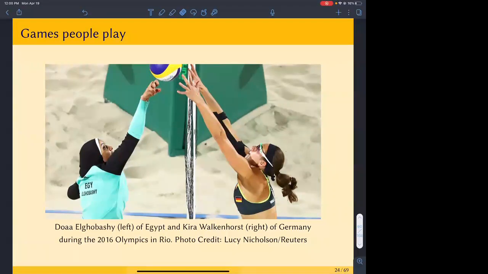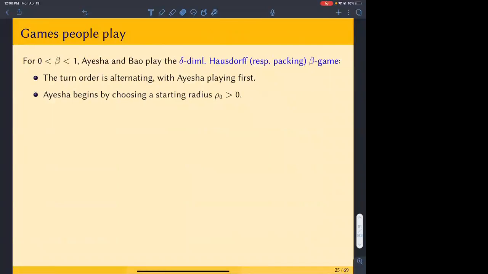So, games people play. This is a photograph of Doa El-Gobashi and Kira Walkenhorst in Rio. For our game, we'll have two players, Aisha and Bao. And for any beta between 0 and 1, Aisha and Bao will play what we call the delta dimensional Hausdorff beta game. Okay, I'll tell you what delta is soon. I'm going to define two games: one's the Hausdorff, one's the packing. So often I'll write Hausdorff respective packing.